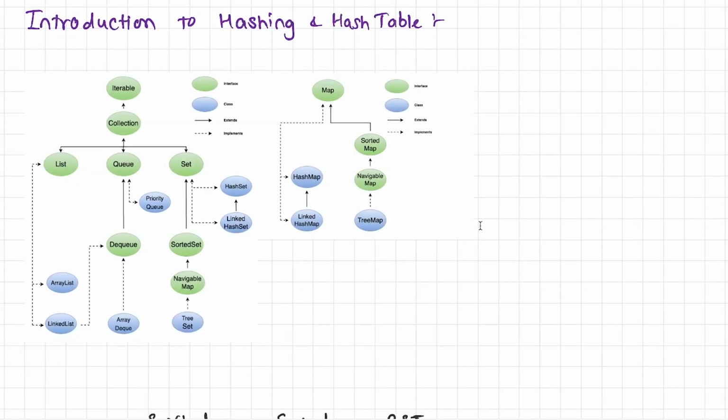So by now I hope you understood what is hashing, how a hash function actually works, and what is a hash table. Now in the next video we will see the two collection classes, HashMap and LinkedHashMap, that implement the Map interface. And these two collection classes internally use hashing to implement HashMap and LinkedHashMap.